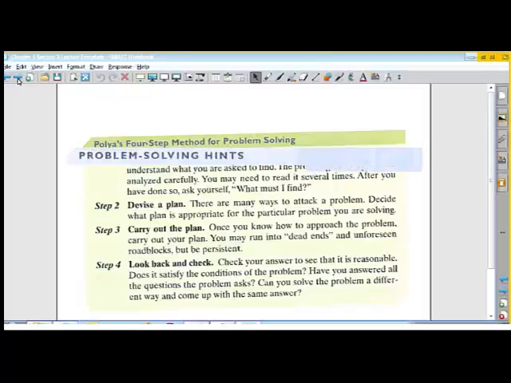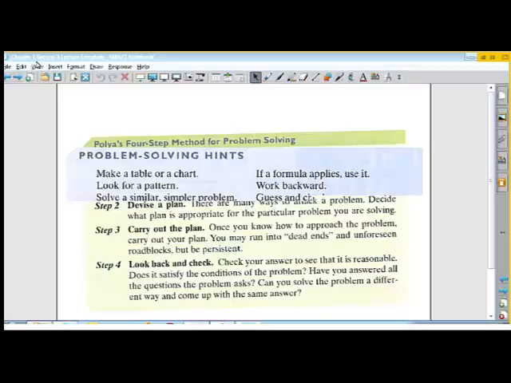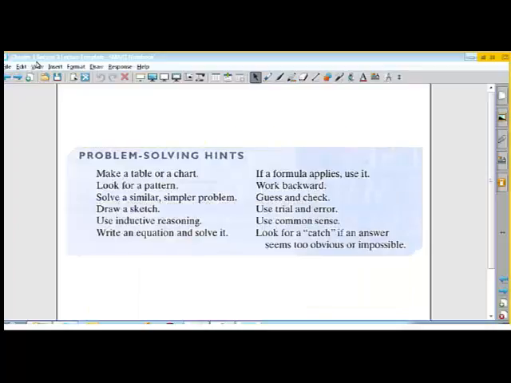And here's some more hints. Make a table or chart, draw a picture. We did that when I was talking in physics today. One of the first steps is you draw a picture, because visualizing something can help you get to the solution. Look for a pattern. We've been doing that recently using inductive reasoning.